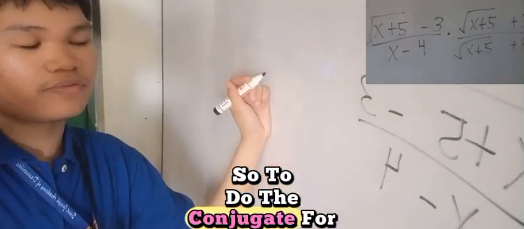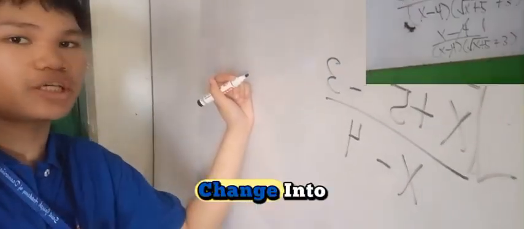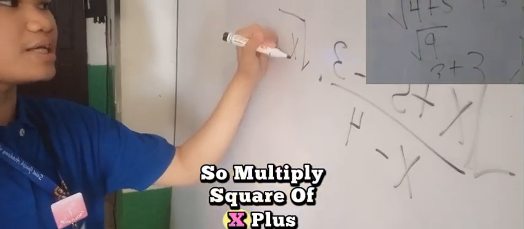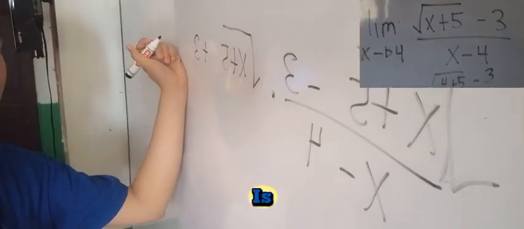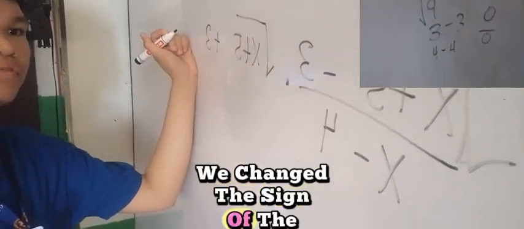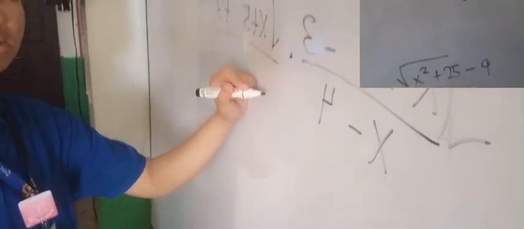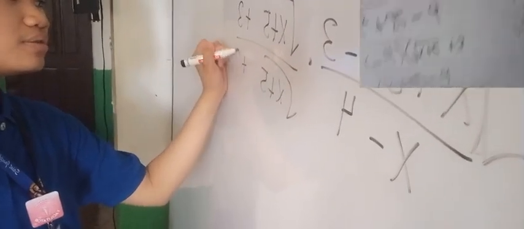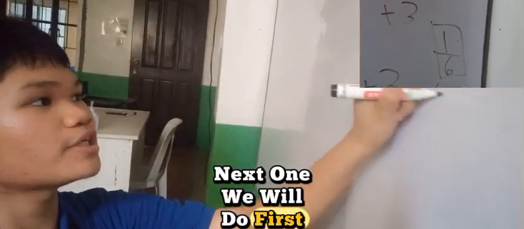To do the conjugate form, the radical sign will remain the same, but the whole number sign will change into the opposite of it. So multiply by square root of x plus 5 plus 3. What we did is we changed the sign of the number 3 into its opposite. We will write the denominator also: square root of x plus 5 plus 3. The next method will be hard, but bear with me. The next one we will do first is the numerator.